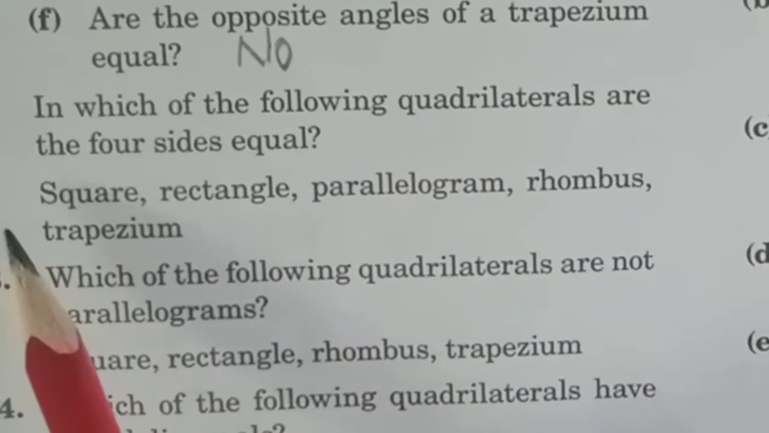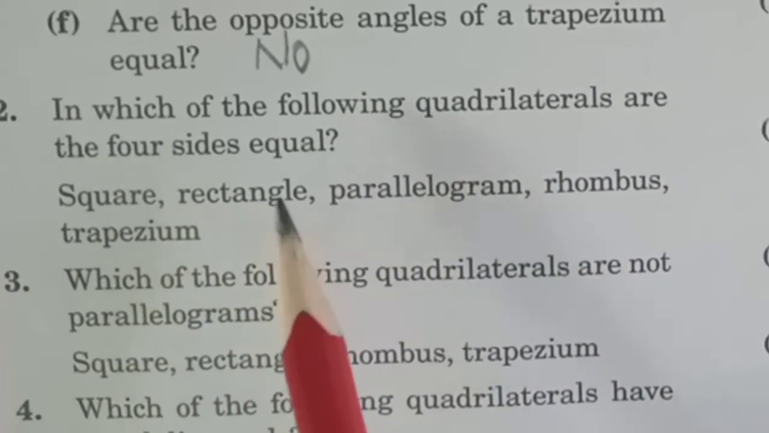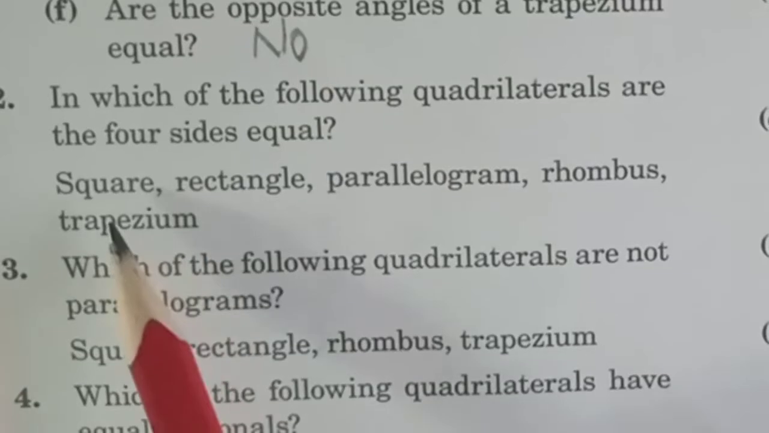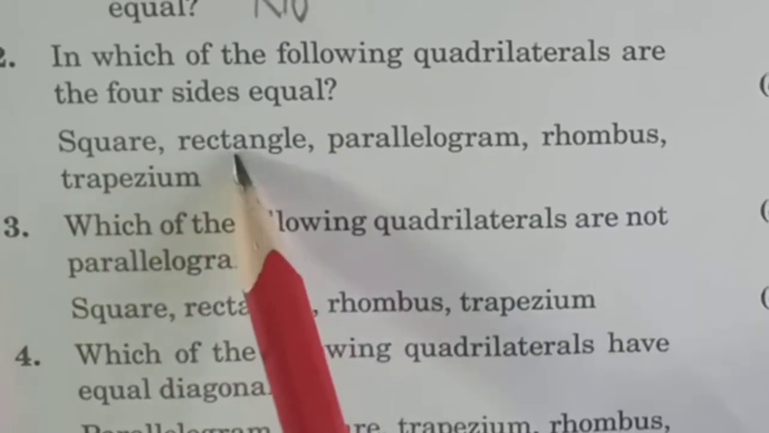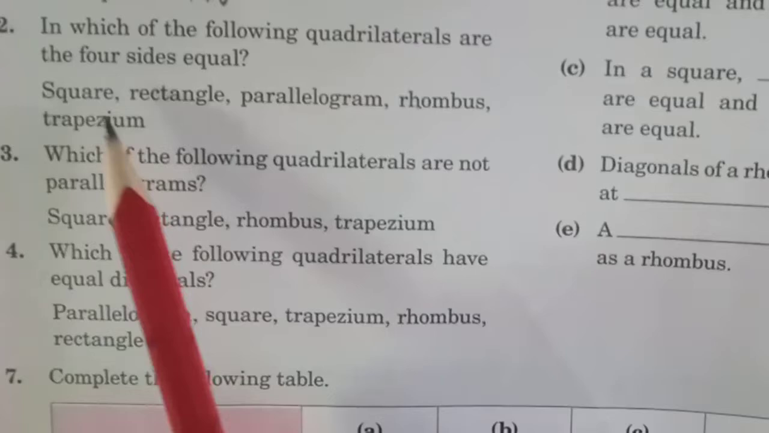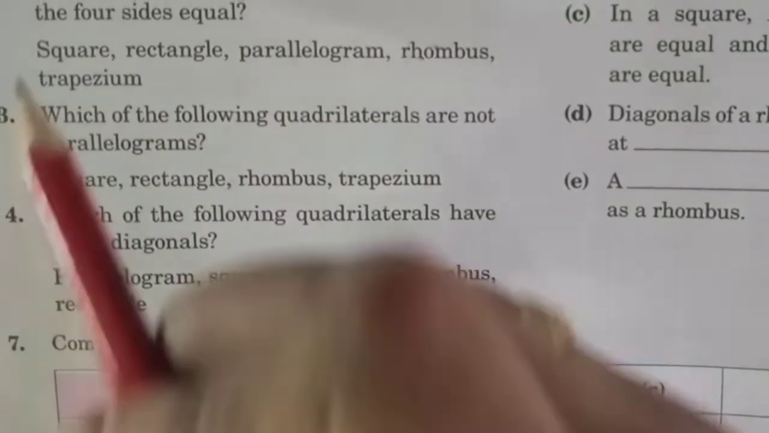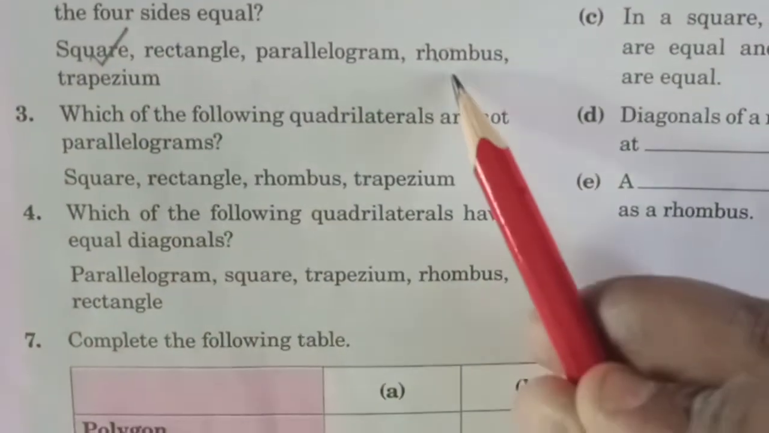Then question number 2, in each of the following quadrilaterals, are the four sides equal? The options are square, rectangle, parallelogram, rhombus and trapezium. In square and rhombus, all sides are equal. So, the answer is square and rhombus.